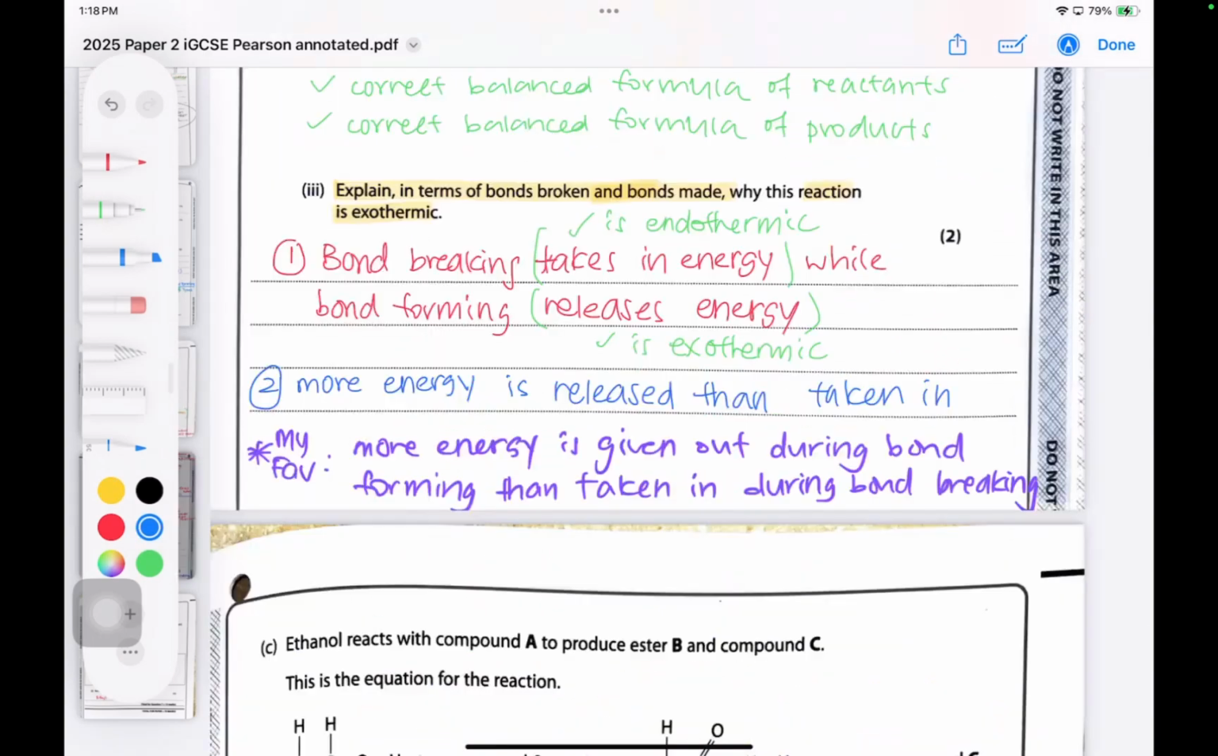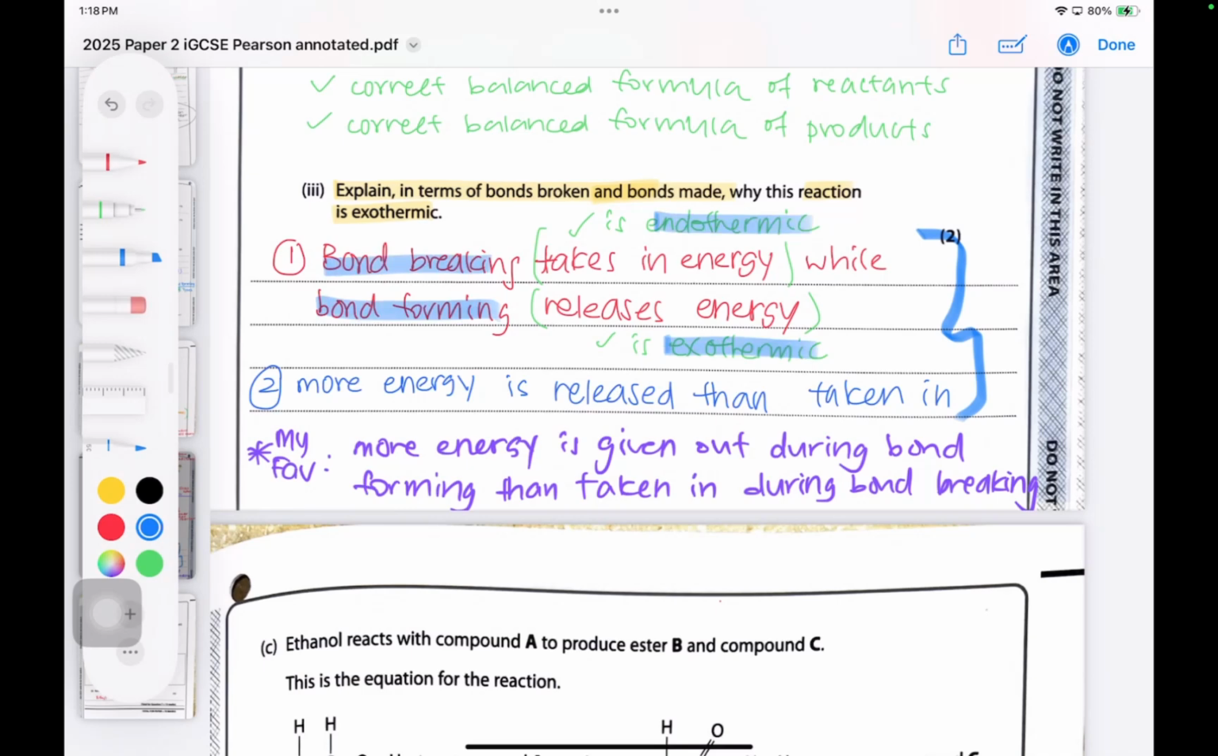There are 2 different ways to explain this. My personal favorite is purple, but you can always go with the red and blue answers combination. This will also get you 2 marks, okay? So some students like to be very clear that they like to mention from the beginning that bond breaking is endothermic and bond forming is exothermic. That's fine, that's 1 mark.